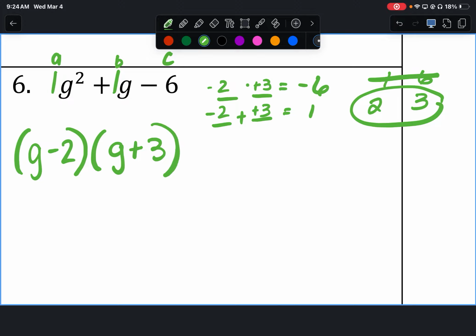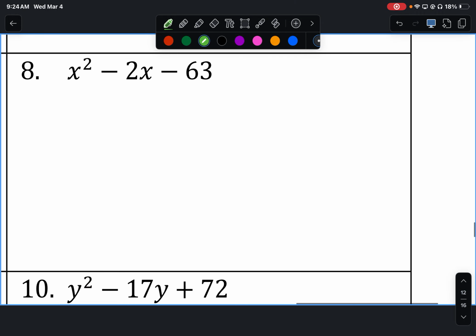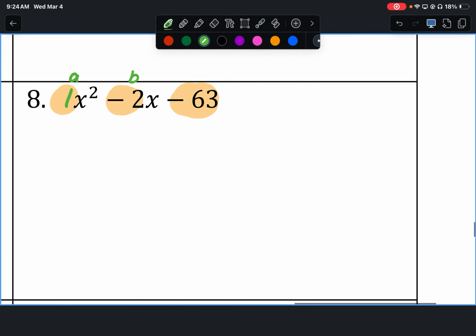But remember, we can only use the shortcut when A is 1. Number 8. So what is our A value for number 8? What is our B value? -2. Make sure you take your sign with it. What is your C? So we have to figure out what multiplies to give us -63 and what adds to give us -2.